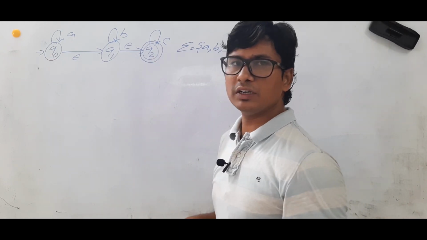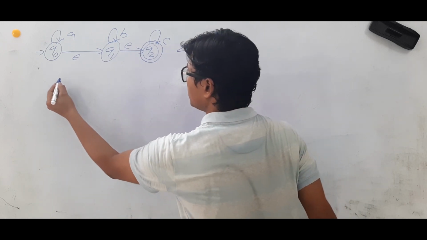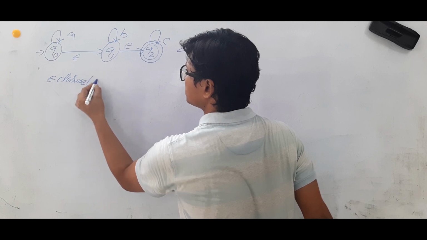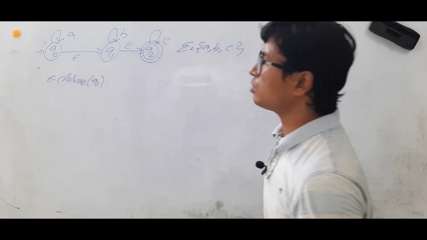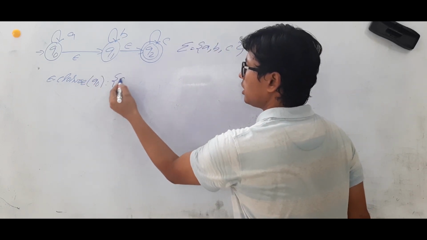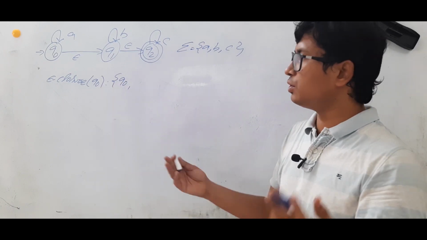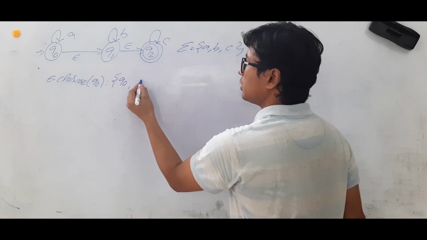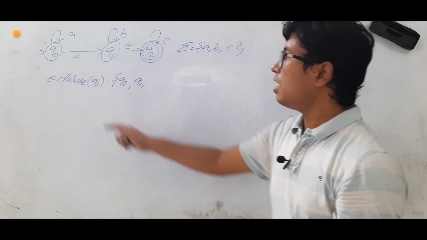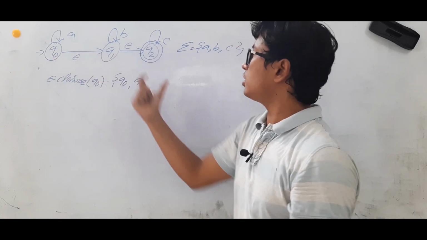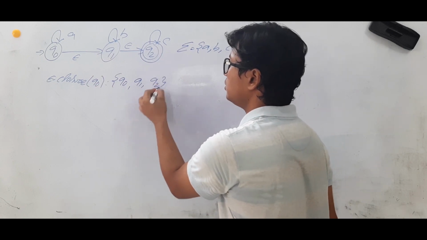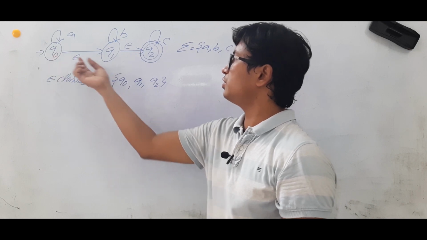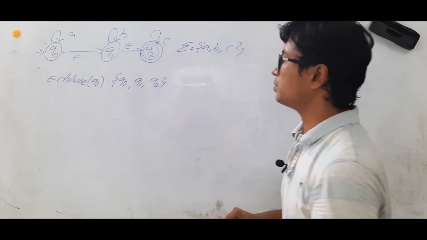Before converting the epsilon NFA to NFA, you need to calculate the epsilon closure of each state. What is the epsilon closure of Q0? It is Q0, because from Q0 you can go to Q0. Q0 on epsilon goes to state Q1. From Q0 on 2 epsilons you can also go to Q2. So the epsilon closure of Q0 consists of Q0, Q1 and Q2.